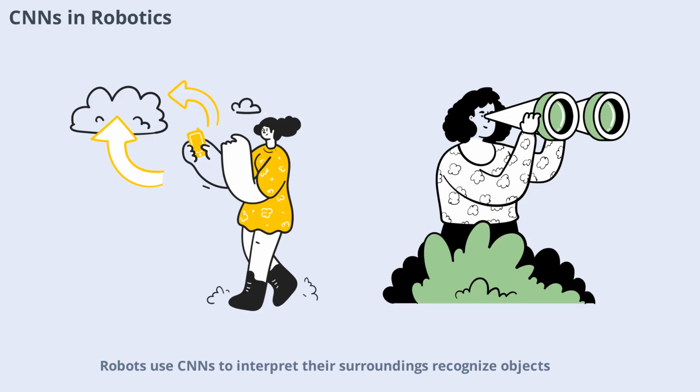Robots use CNNs to interpret their surroundings, recognize objects, and navigate environments. This capability is essential for tasks like warehouse automation, delivery robots, and even robotic surgery where accurate perception is critical.